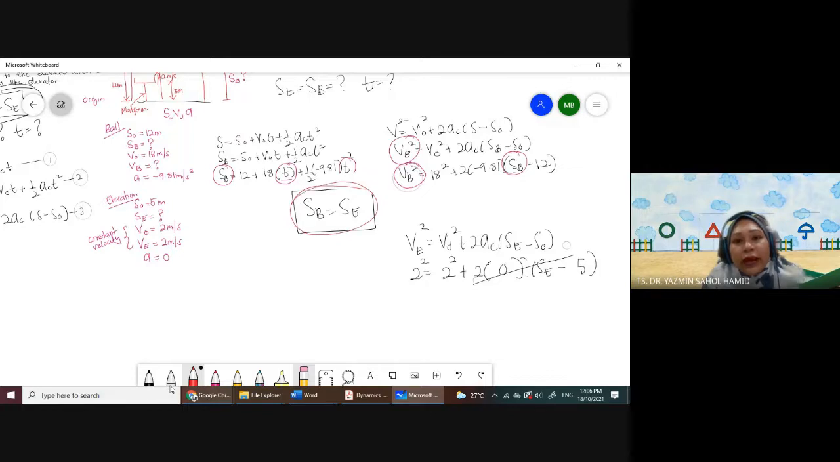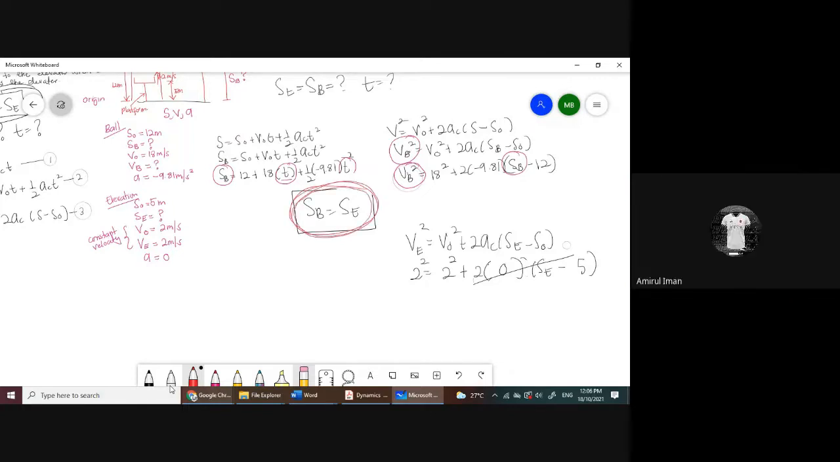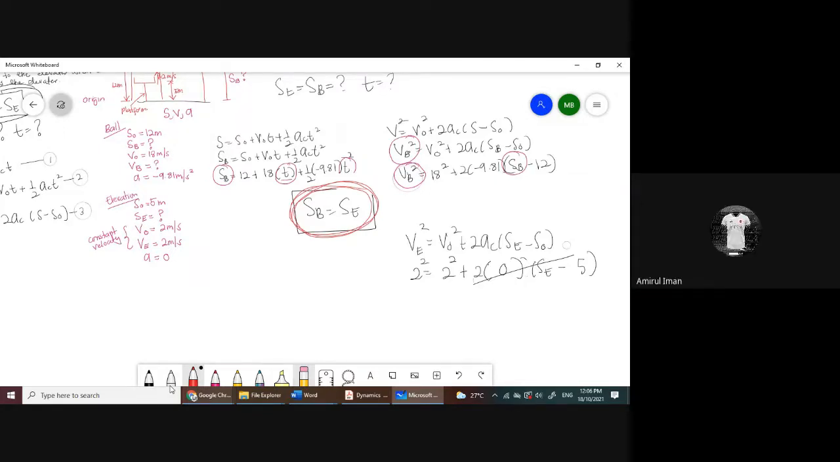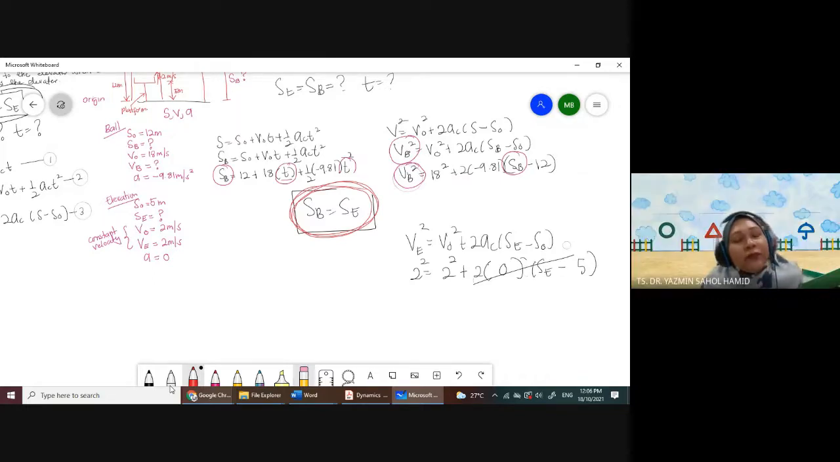SB equals SE. Madam, what if we find T first? Find T first. If we do one for the elevator and one for the ball, we can get T, right? So how are you going to find T first? Use equation 2, but for the elevator. Correct. That's correct.